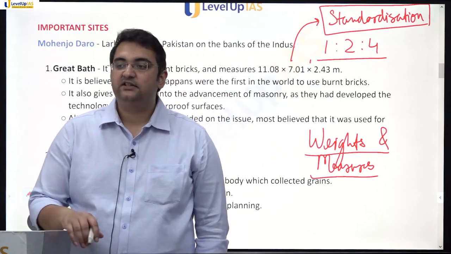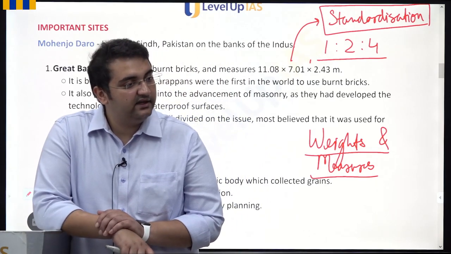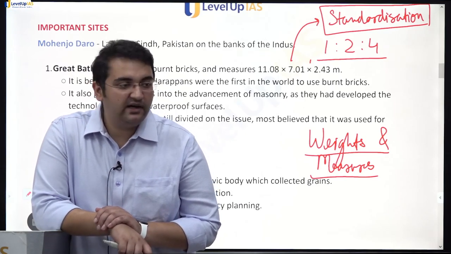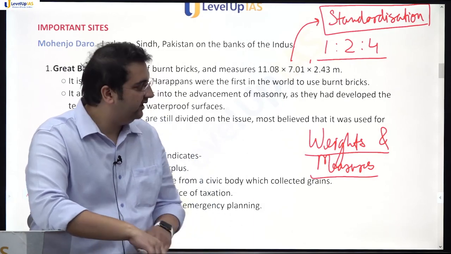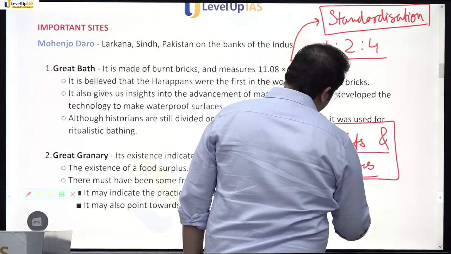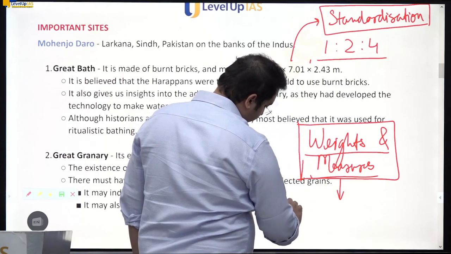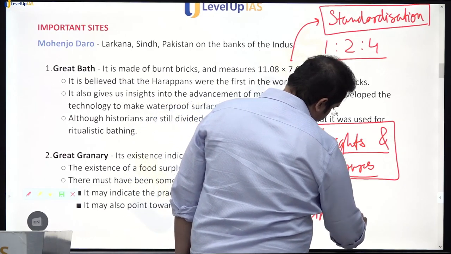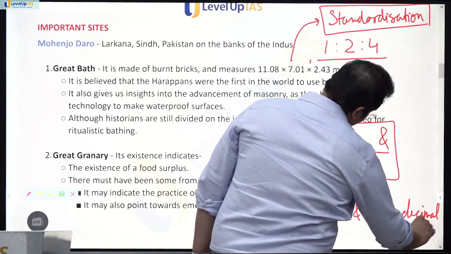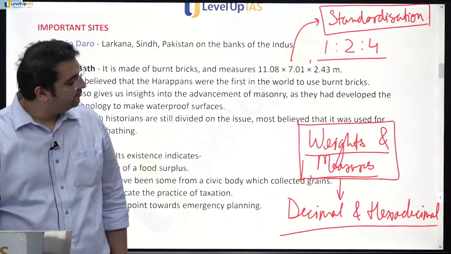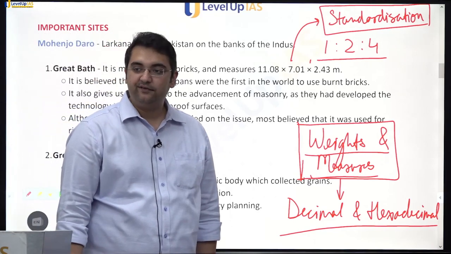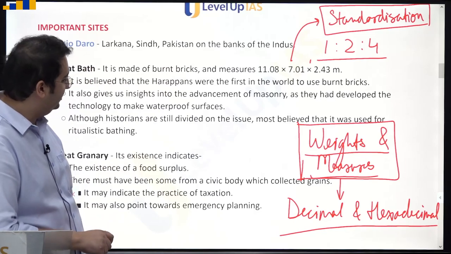तो वेट्स एंड मेजर्स के लिए कौन सा न्यूमेरिकल सिस्टम यूज किया जाता था? डेसिमल, बाइनरी और हेक्साडेसिमल. डेसिमल एंड हेक्साडेसिमल बोथ वर यूज्ड. ठीक है. एंड ऑल द वेट्स एंड मेजर्स वर ऑलवेज इन द सेम रेशियो. So this also indicates the mathematical sophistication of the people of this civilization. They were aware of different numeral systems, not only a single one.